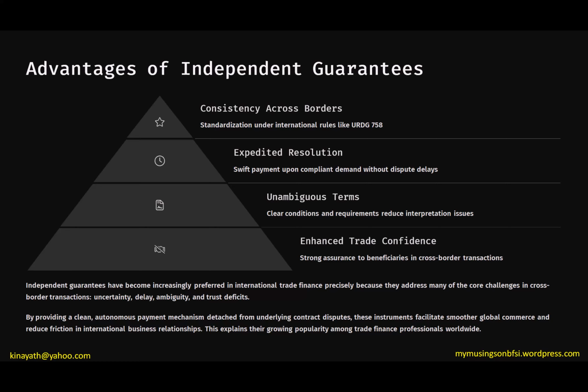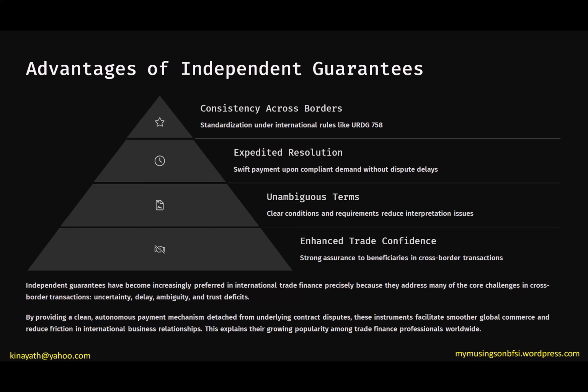So, one is clarity. Clear terms and conditions reduce the ambiguity. Second is speed. Payments are triggered upon complaint, demand or claim. There is no other reason for delay or dispute. Standardization, because they are recognized by ICC rules in the terms and definitions and interpretations. Trust, the strong assurance that is given to the beneficiary by the banks because it fosters confidence.